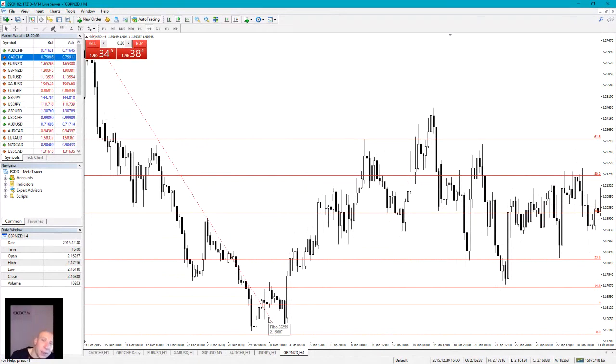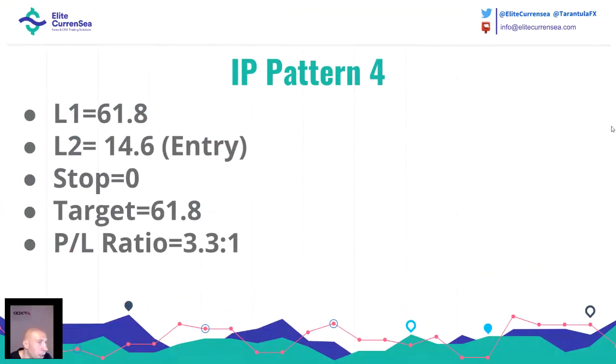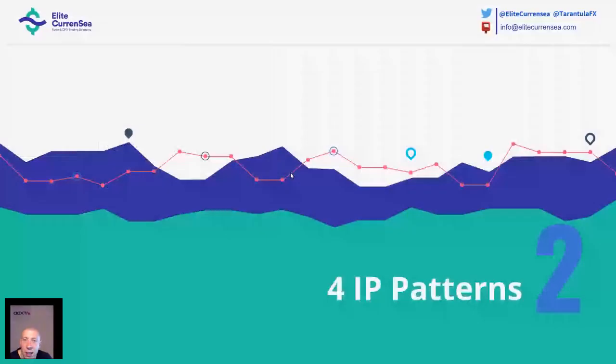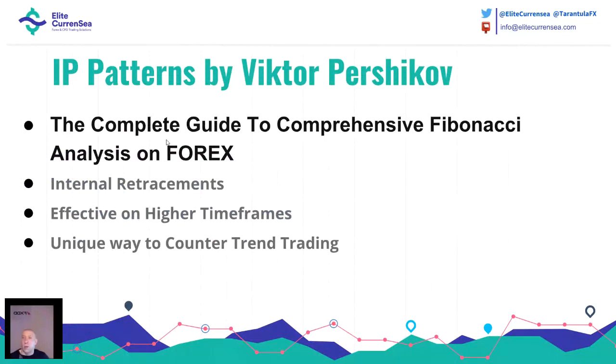I modified it a little bit to trade only on higher time frames, but I also might be using this information for my future Camarilla counter trend template that I'm going to test. I'm mostly trading my trend template MTF, but I might use this information for counter trend trading because I find it a bit valid. Again, guys, for a deeper understanding of these IP patterns, you can actually buy this book, The Complete Guide to Comprehensive Fibonacci Analysis of Forex by Viktor Pershikov. In my opinion, this is a good book. You can find a lot of useful information here.